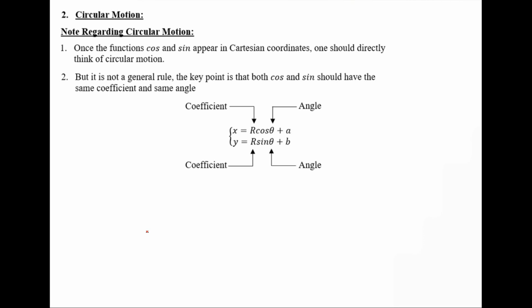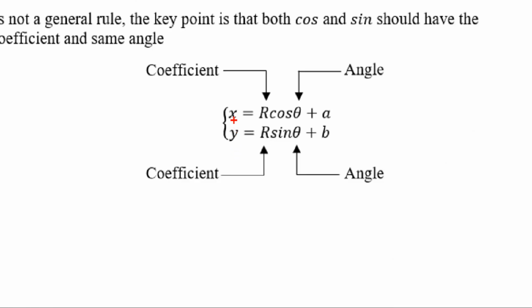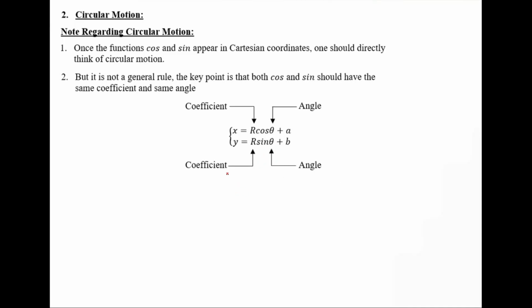Therefore, note 2, but it is not a general rule. The key point is that both cosine and sine should have the same coefficient and the same angle. Given the following representation, the relations between the two different representations, the Cartesian and the trigonometric, how can we know that we're talking about circular motion? First you look at the coefficient. If the coefficient is the same and the angle is the same for both cosine and sine, then we are talking about circular motion, and I will explain more in the coming example.